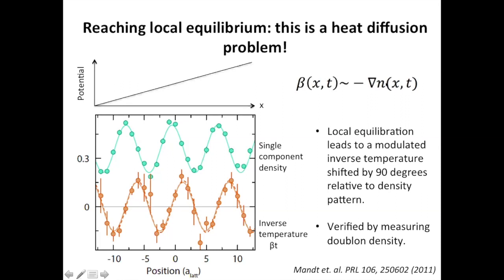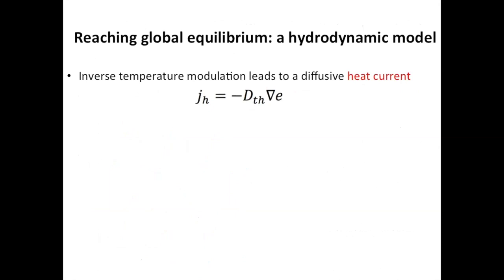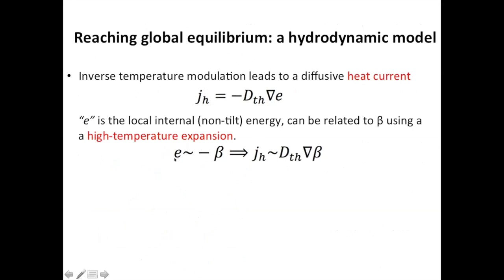Now that you have a varying energy density, you actually need thermal currents to relax the system. So in this last slide, let me just go quickly to how you can get this lambda to the 4 behavior in the limit of large gradients. So basically, we're saying we have a heat current that's diffusive. So you have a thermal diffusivity here. So the heat current is proportional to the gradient of the energy. You can, in the high temperature expansion, relate the energy density to beta. So you have the heat current proportional to gradient of beta.